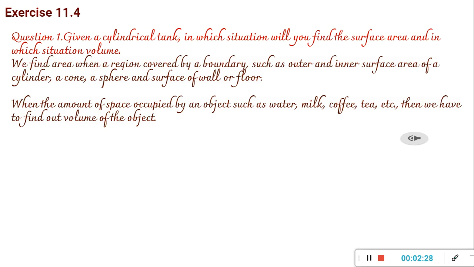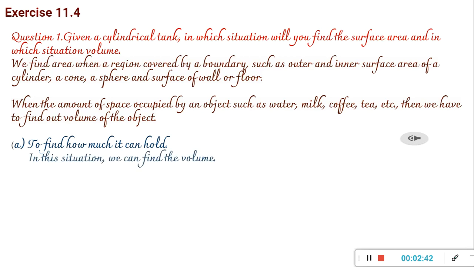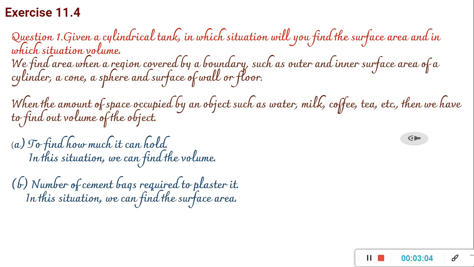So the first question is to find how much it can hold. Here, it can hold means space occupied by an object, so it would be volume. So in this situation we can find the volume, right? Now the second one, the number of cement bags required to plaster it. So how much cement is required for plastering the wall? For that, what we have to do? We want to find the surface area. How much area is required, right? So in this situation, we can find the surface area.